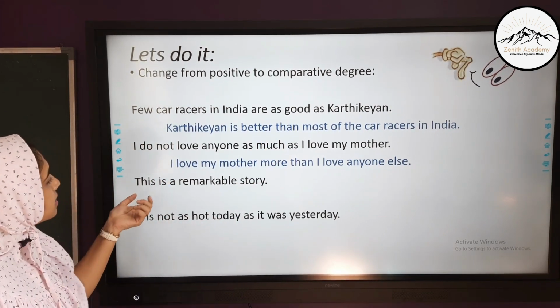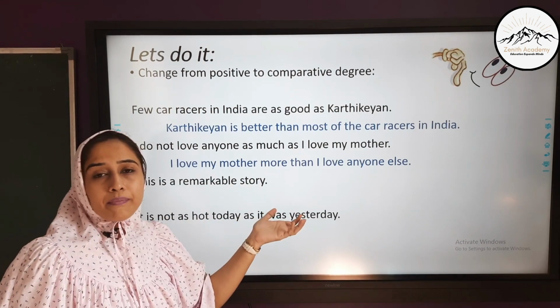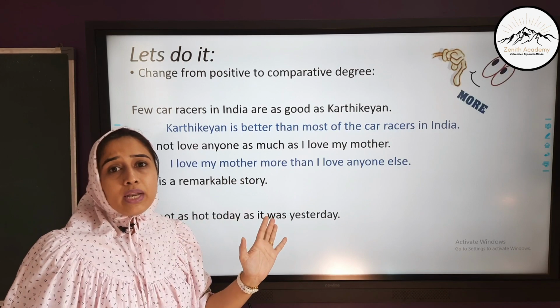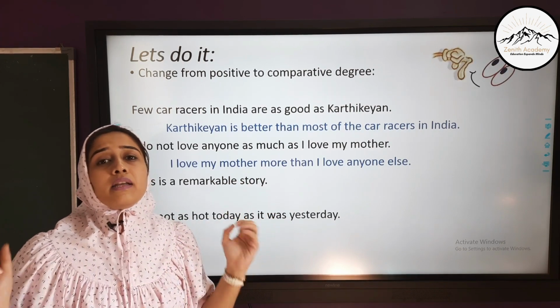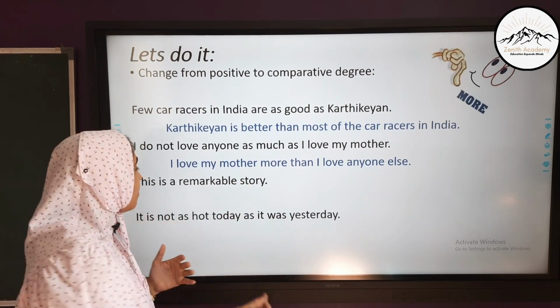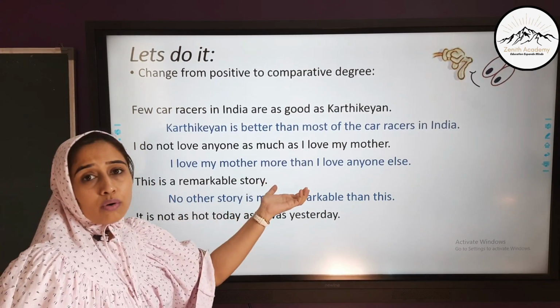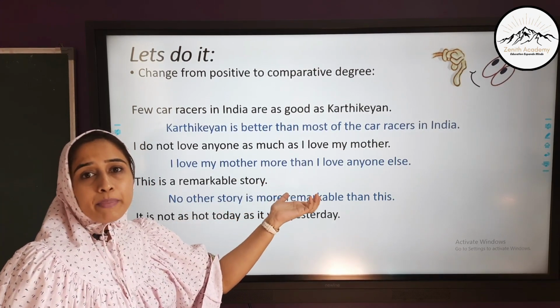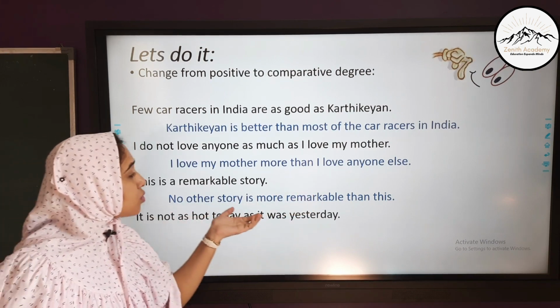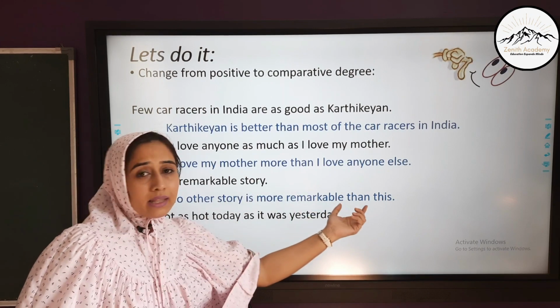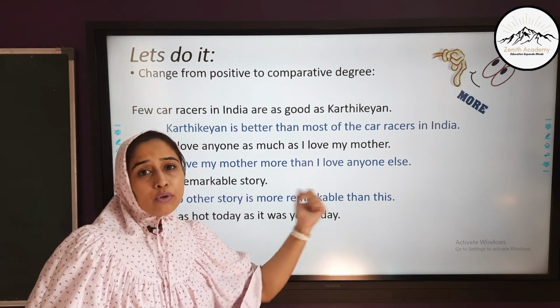Next one is, this is a remarkable story. Here this story is literally not compared to anything else. We are just stating that it is a remarkable story. So the comparative degree becomes no other story, because here we don't know with which story it is being compared. So it becomes no other story is more remarkable than this one. Again than is used, do not forget to use it.